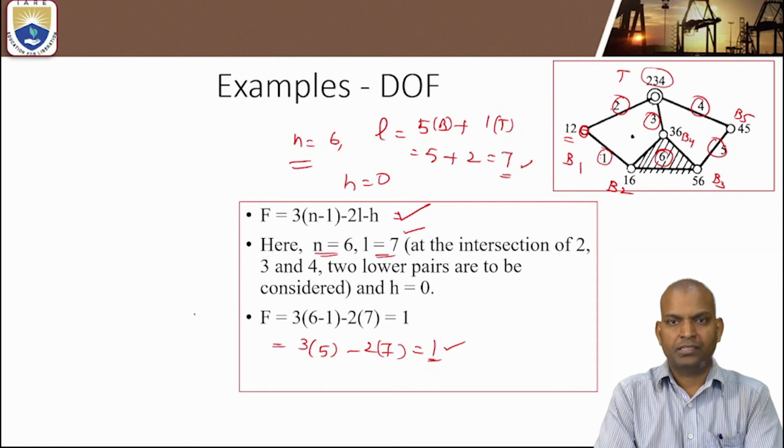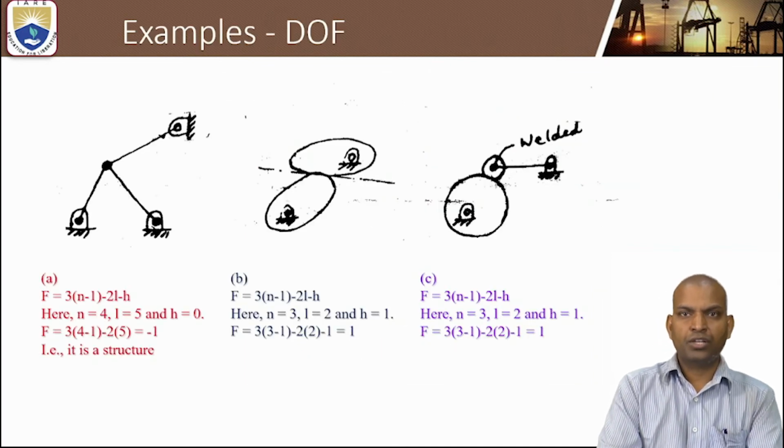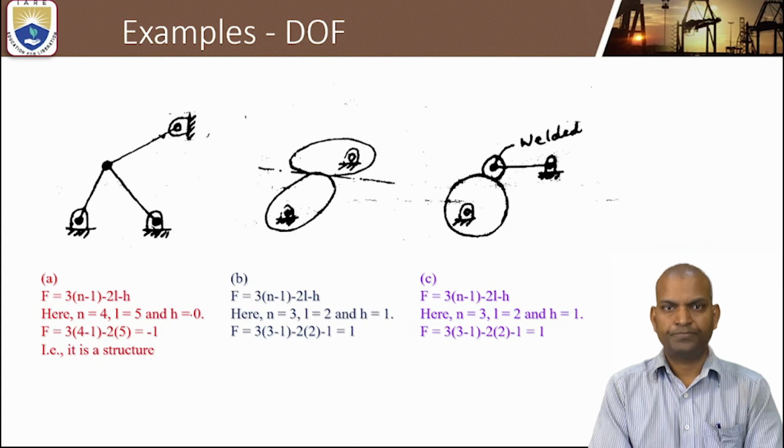What is the significance of degree of freedom equal to 1? That means if we apply any one input to any one of the link, the remaining links can be moved in a definite direction. That is the meaning. Now, further examples of degrees of freedom. The further examples were given here in order to practice more and more, because it's a very, very important topic for internal and end semester examinations.